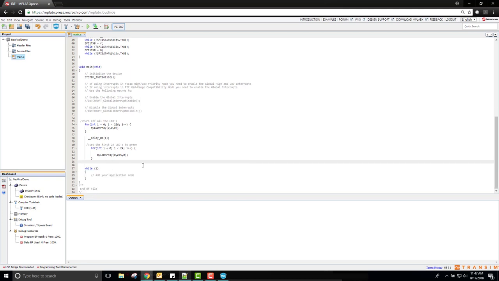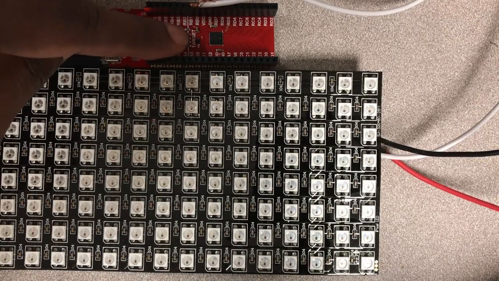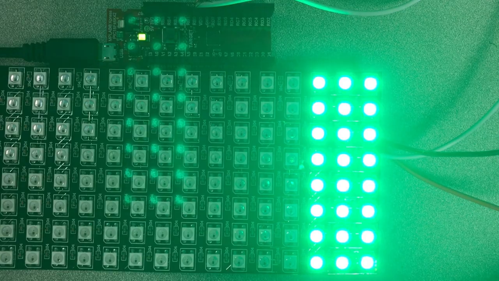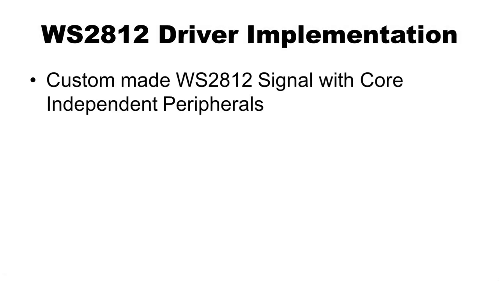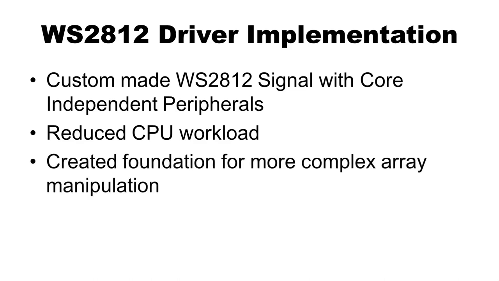After I make and program the device, you can see that our custom peripheral serves its purpose in generating a signal that our NeoPixels can understand. Through core independent peripherals, we were able to create a custom signal for our NeoPixel array. This hardware implementation greatly reduces the amount of responsibility on the CPU. The same technique can be used as a building block for more complex array manipulation.